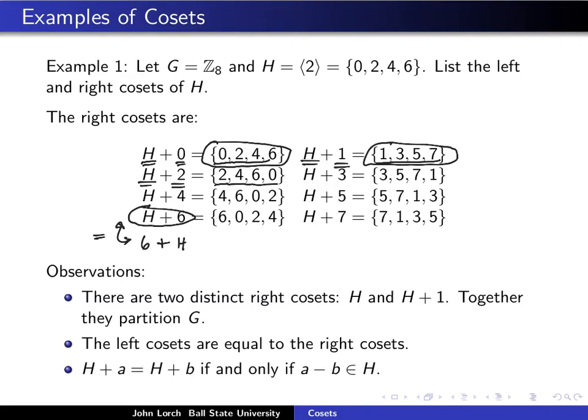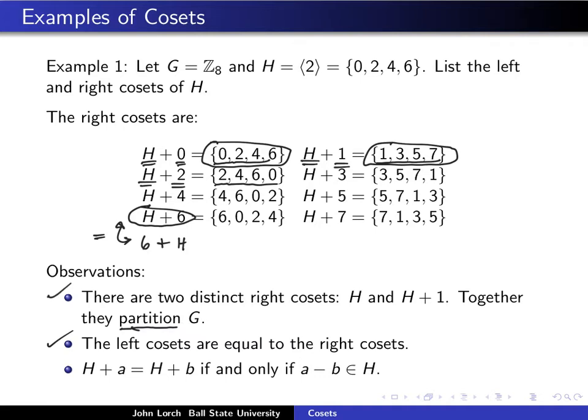First of all, there's nothing in common between them. And if you take the union of those sets, you get all of G. So what that means is that these distinct cosets partition G. So that takes care of our first observation. And we've already mentioned the second one, that is that the left cosets are equal to the right cosets.